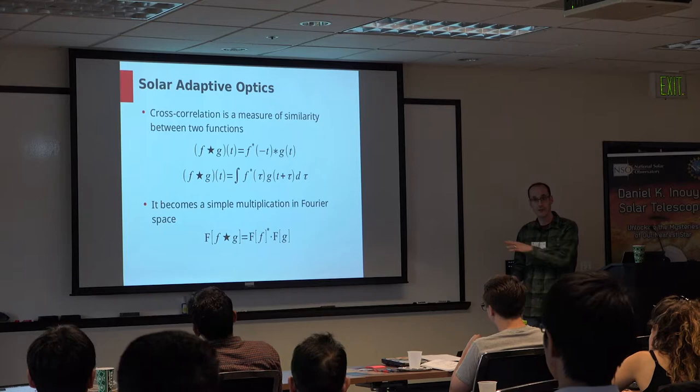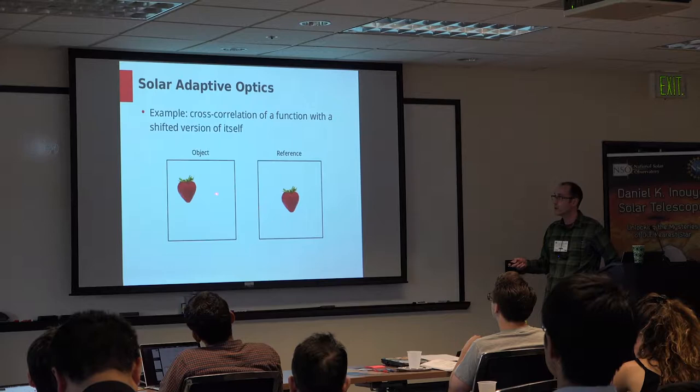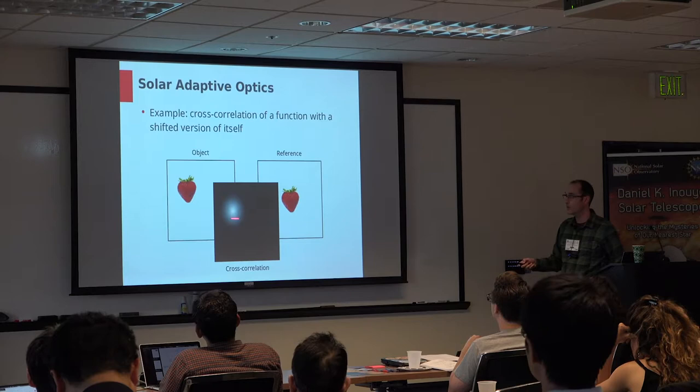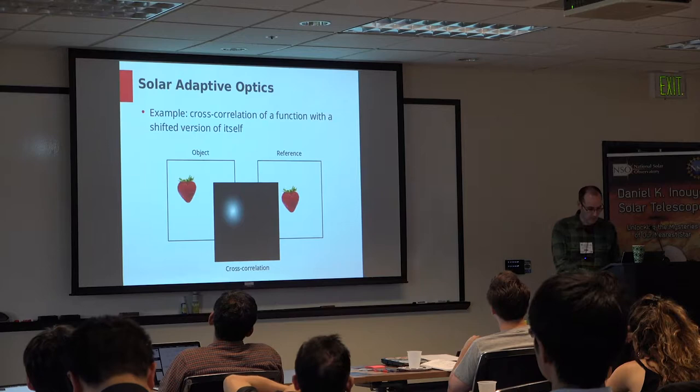So let's do an example. Here we have two images, two functions. One is a shifted version of the other. We're going to cross-correlate this object with this reference and see what we get. And we get a cross-correlation peak that is centered on the location where the shifted object was. So for a computer, it's really easy to find this peak. And it was not so easy to find out where the strawberry is. And just to show you that is where the strawberry happens to be, I overlay the image.